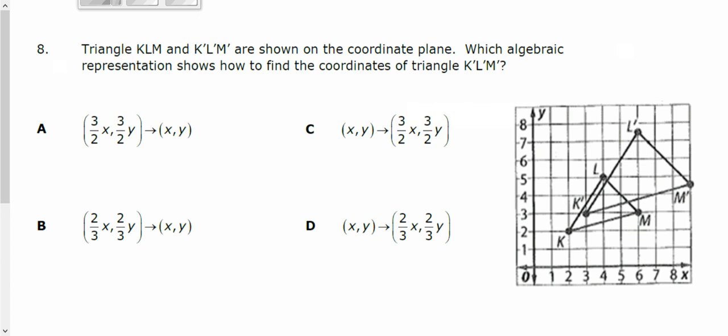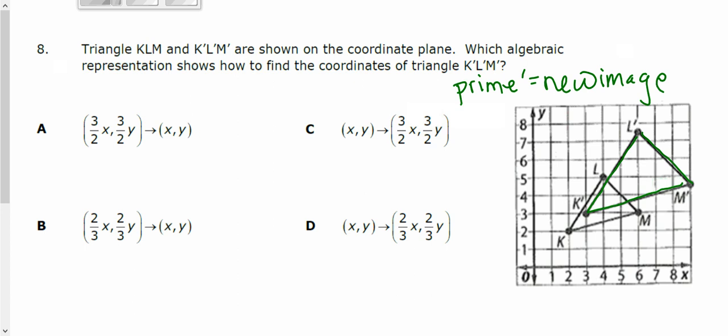Number 8, triangle KLM and K prime L prime M prime are shown on the coordinate plane. Which algebraic representation shows how to find the coordinates of triangle K prime L prime M prime? Now, first of all, remember those little apostrophes that I keep saying prime? That means that's my new image. Okay, so I'm going to go ahead and trace in green my new image. So once again, I can see it's getting bigger. So KLM is my smaller triangle, and K prime L prime M prime is my new triangle.